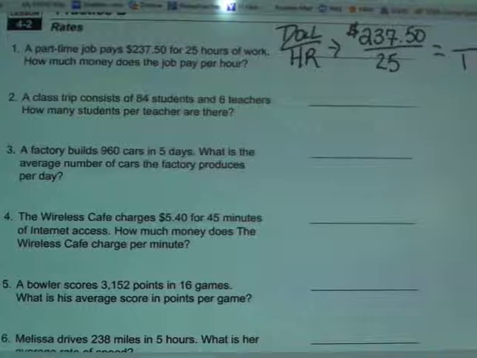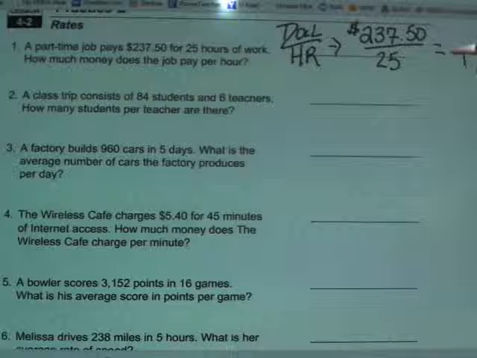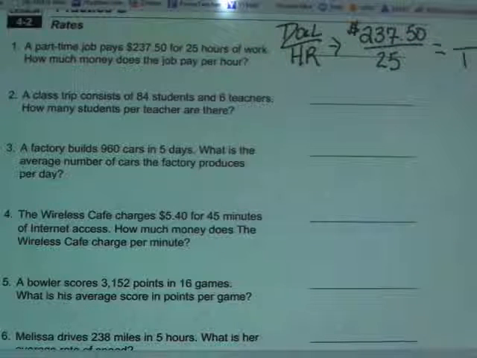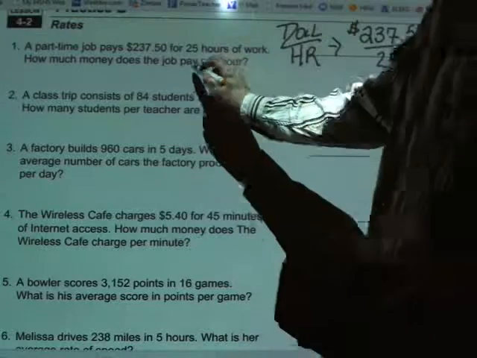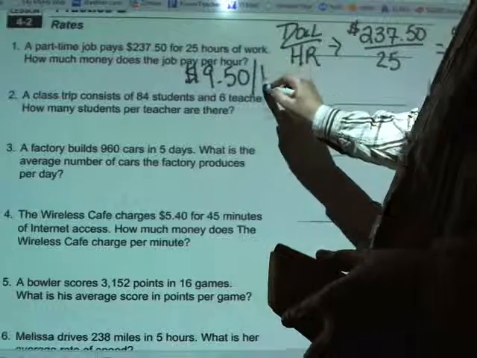Well, in order to make the bottom number become a 1, I'm going to have to divide by whatever the bottom number is. The bottom number right now is 25. So I'm going to divide the top by 25 as well, because anytime we work with equivalent fractions, whatever I do to one side of the fraction, I have to do to the other. So when I take $237.50 and divide by 25, the result is 9.5, which means in context of the question, I'm going to be making $9.50 per hour.